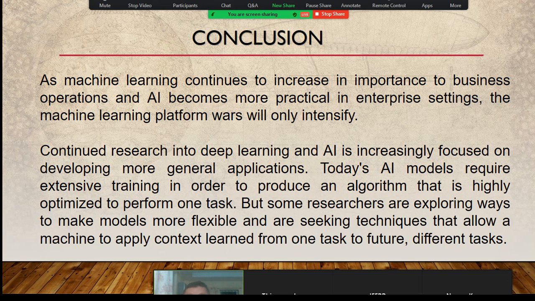Continued research in deep learning and AI, artificial intelligence, is increasingly focused on developing more general applications. Today's AI models require extensive training in order to produce an algorithm that is highly optimized to perform one task. But some researchers are exploring ways to make models more flexible and are seeking techniques that allow a machine to apply context learned from one task to future different tasks.